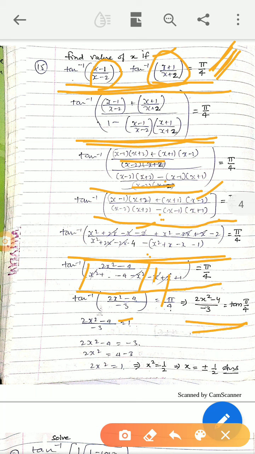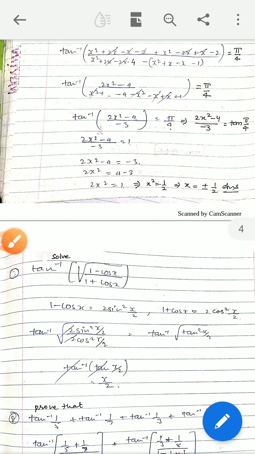Look here, this tan inverse you transfer to the right hand side. So (2x square minus 4) upon minus 3 equal to tan of pi by 4. And what is the value of tan pi by 4? 1. So 1 you can put here, and cross multiply, you will get a quadratic equation, 2x square minus 1. This is a quadratic equation, and x square equal to 1 upon 2. You have two values, x equal to plus minus 1 upon 2. Two values you will get.